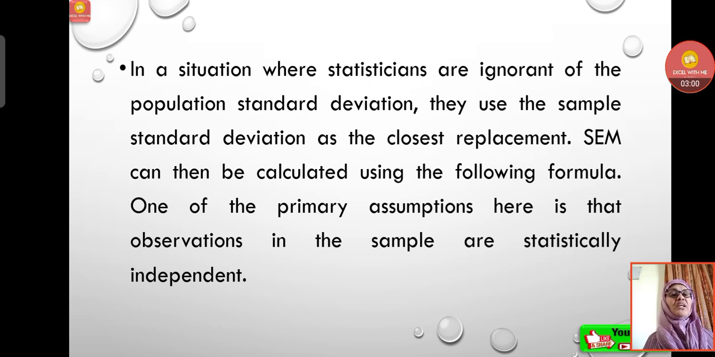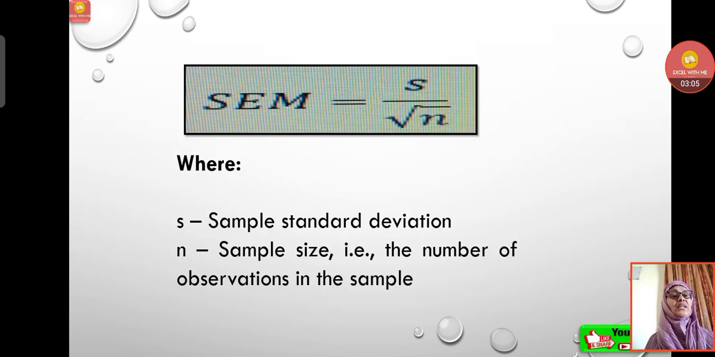One of the primary assumptions here is that observations in the sample are statistically independent. That is, SEM equals S divided by the square root of n, where S is the sample standard deviation and n is the sample size, that is the number of observations.